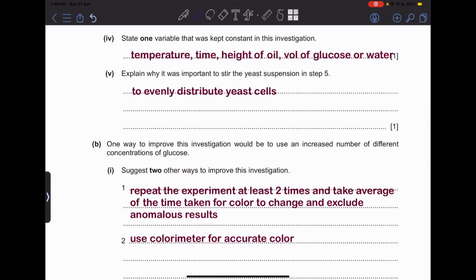So explain why it is important to stir the yeast suspension in step 5: to evenly distribute the yeast cells. Stirring, as we all know, is for evenly distributing the solution so that all of the solution has equal amounts of, for example, the yeast in this example. So anything that says why is it important to stir, it is always to evenly distribute the cells.